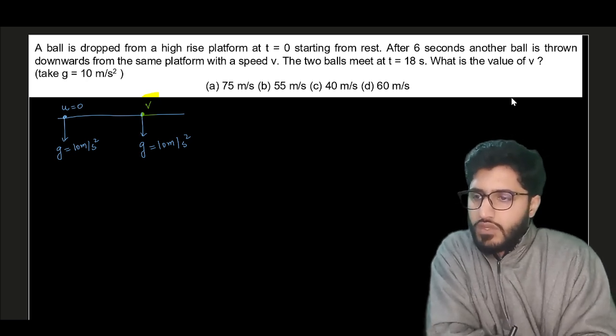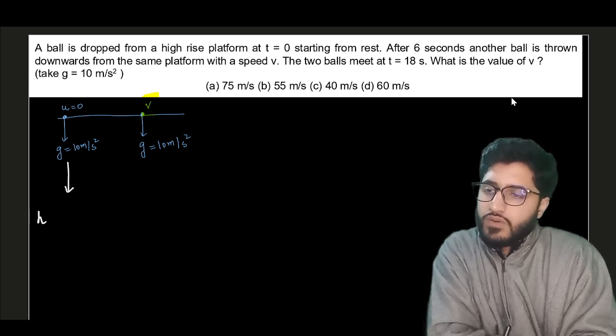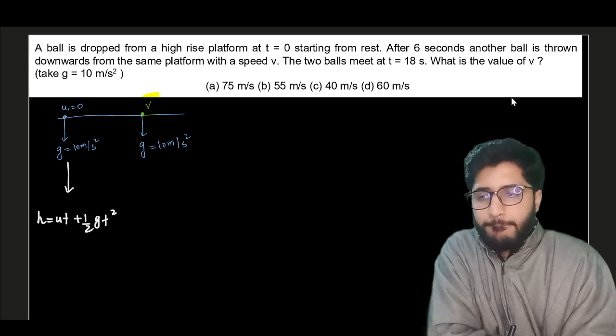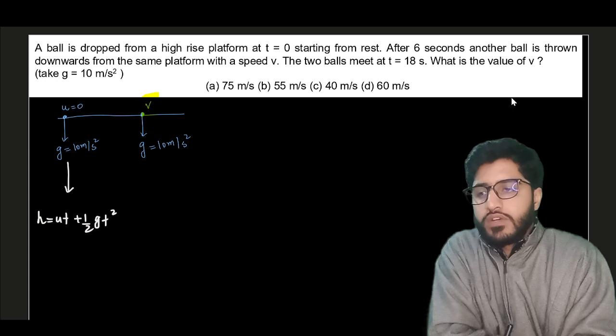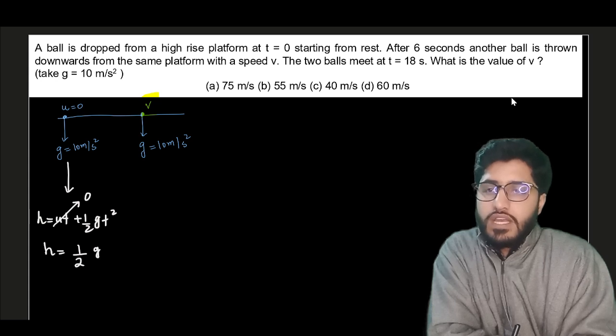First of all, I will write the first equation for this one. So I can write height. What is height? Height is equal to ut plus 1 half g t square. As we are dropping it, its initial velocity is 0, so I will put it as 0. So h came out to be 1 by 2 g. What is t? t is 18, so I can write 18 square.